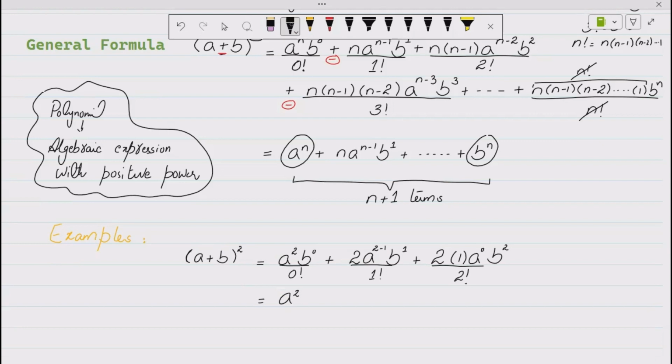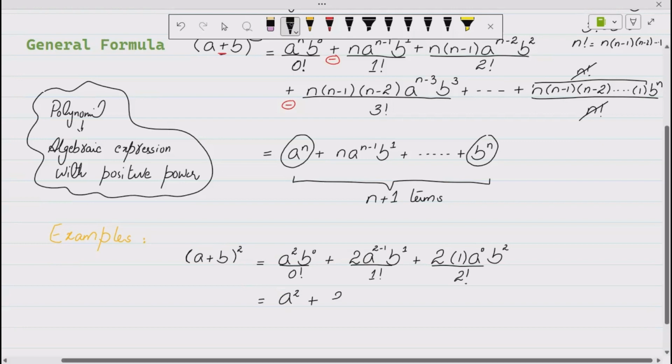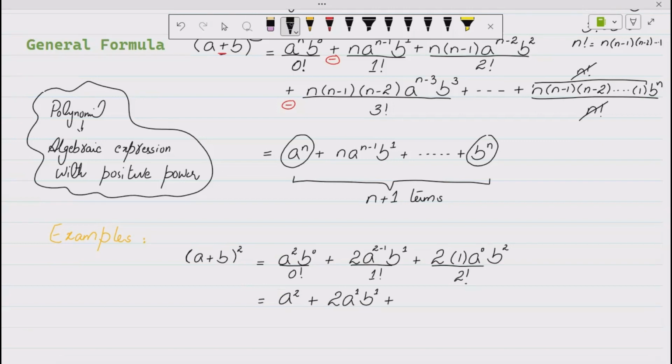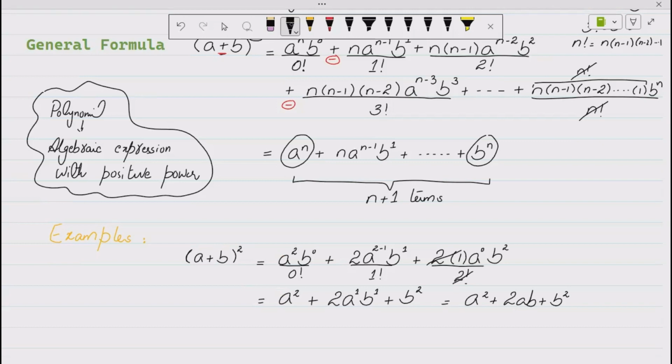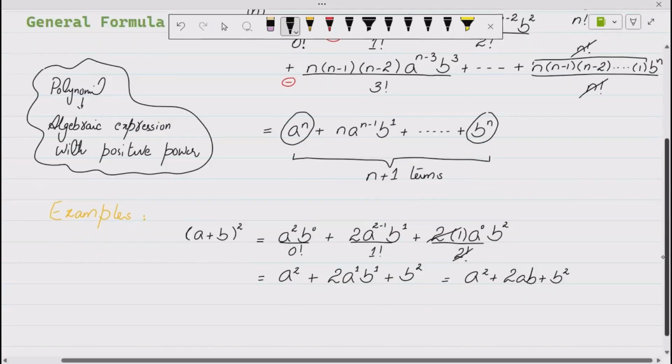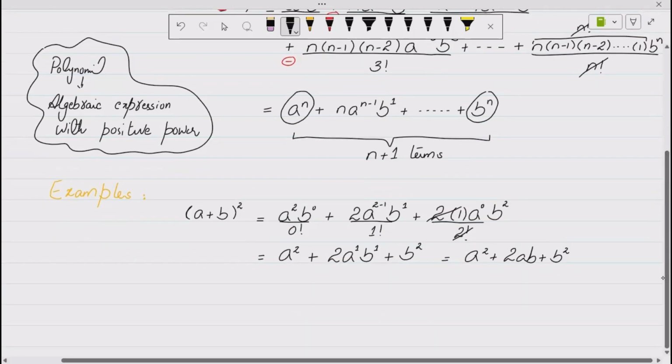Okay, so this is a square plus 2a, 2 minus 1 is 1, b to the power 1, plus 2 factorial is 2, 2 and 2 cancel out, a raised to the power 0 is 1, so b square. So what we got? a square plus 2ab plus b square, right? As you know, a square plus 2ab plus b square is the formula of a plus b whole square.